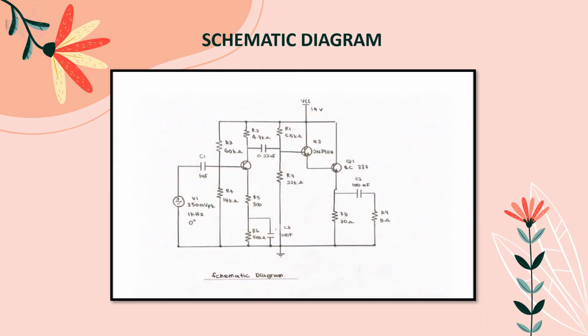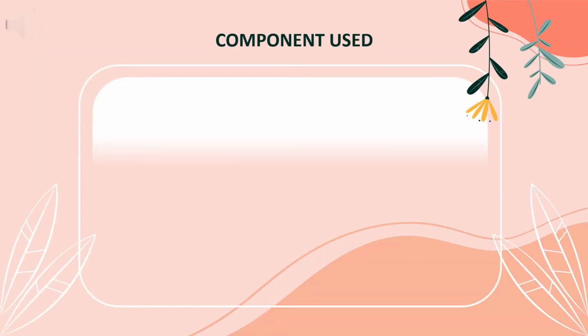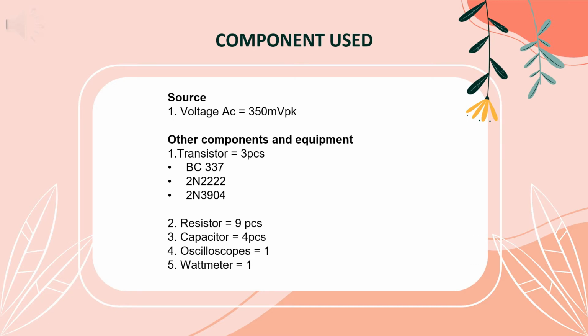Okay, this is my new schematic design for the audio amplifier. For the next slide, I will explain about the components and equipment that I use for this design. The source, I use voltage AC, which is 350 mV peak.